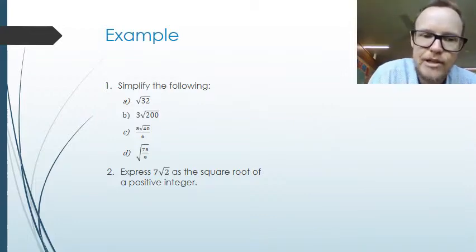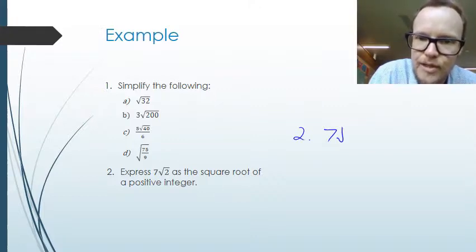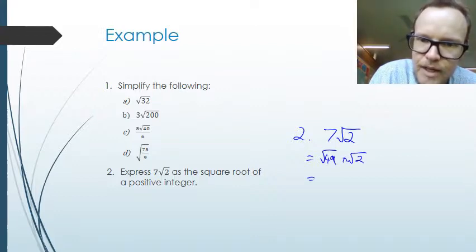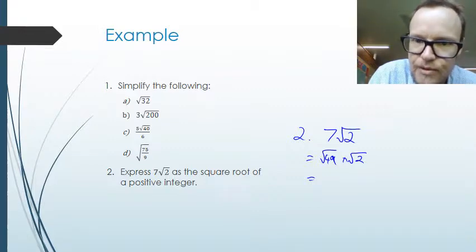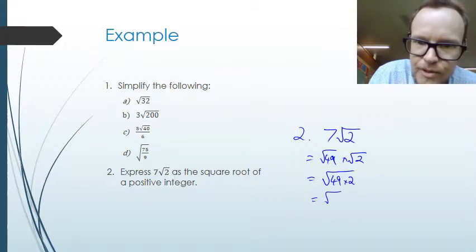And then question 2 says express 7 root 2 as a square root of a positive integer. So we're doing the reverse process. So this is equal to the square root of 49 times square root of 2, which is equal to the square root of 49 times 2, which is equal to the square root of 98.